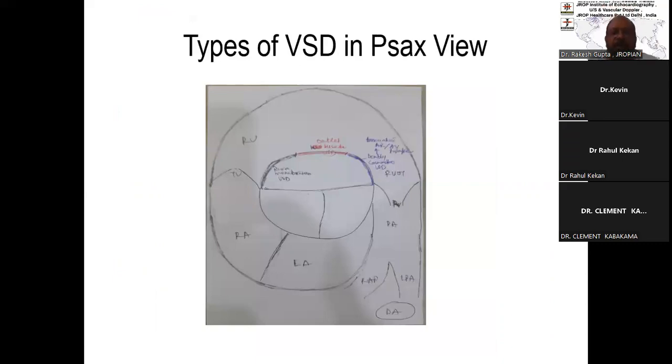This is the image which we draw by hand. If I go to the short axis view at the aorta, this is perimembranous. This is outlet muscular VSD. And this is known as subaortic or doubly committed VSD. Multiple names have been given to this particular phenomenon, where the defect is just before the pulmonic valve. And this VSD is almost always associated with aortic regurgitation. They have an aortic valve prolapse and hence they're associated with aortic regurgitation.